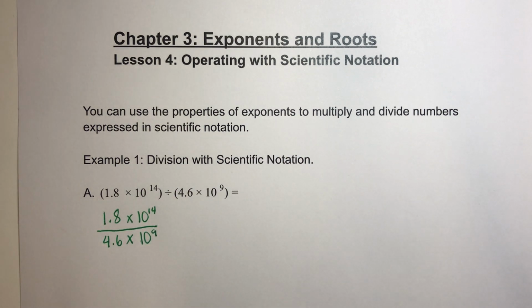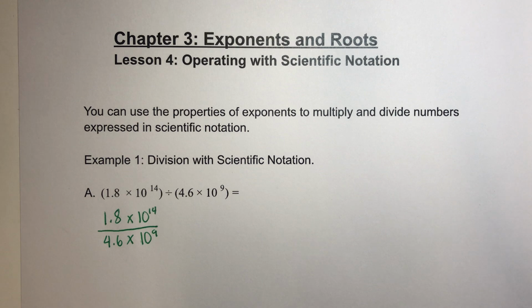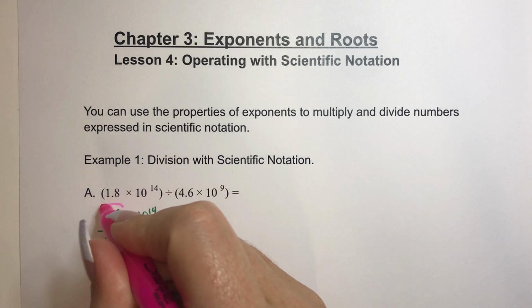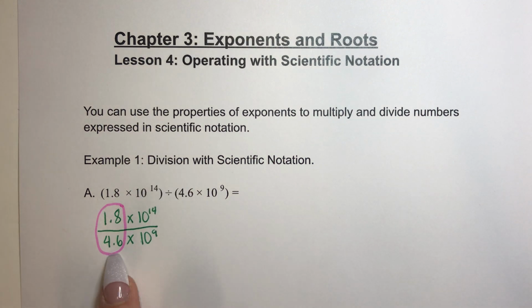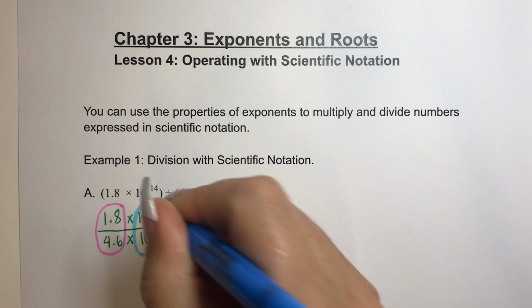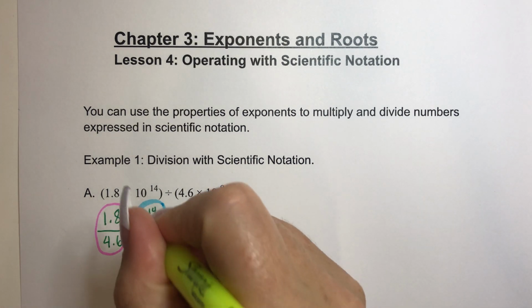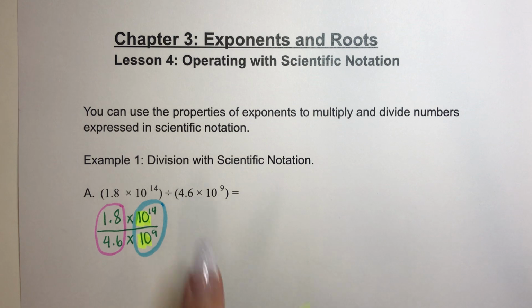And when we have this, what we really have is two division problems. This is all one big division problem, but I like to look at this in sections. The first section we can look at is this 1.8 divided by 4.6. So we just need to figure out what that is. And then we can look at 10 to the 14th power divided by 10 to the 9th. If you see here, we have the same base of 10, and it's division, so we can use the quotient rule.